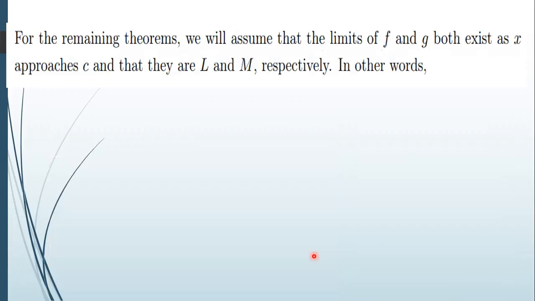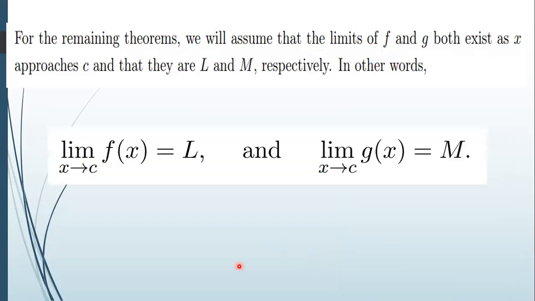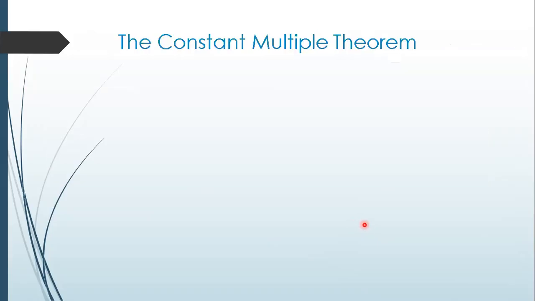How about this one? For the remaining theorems, we will assume that the limits of f and g both exist as x approaches c and that they are L and M respectively. In other words, the capital letters L and M represent the limits. So you can see it here below. The limit of f of x as x approaches c is L, and the limit of g of x as x approaches c is M. And we will be using these for the rest of the theorems.